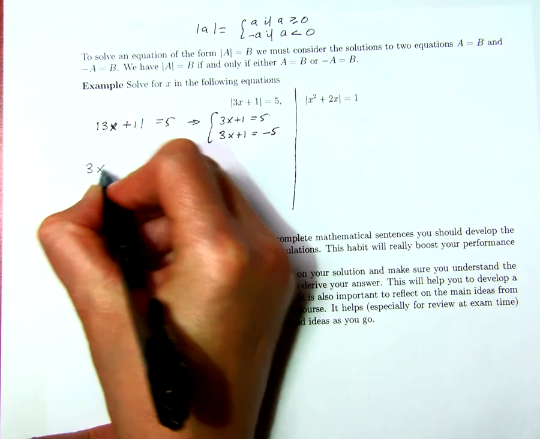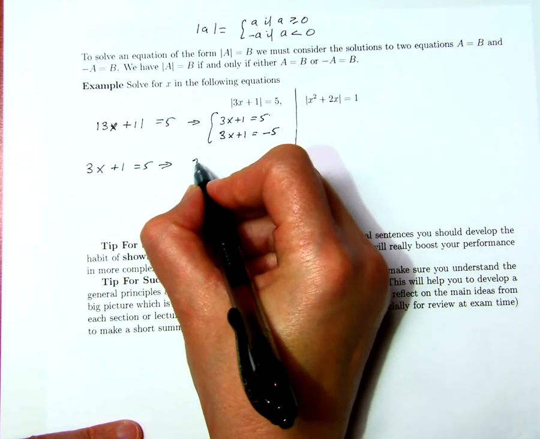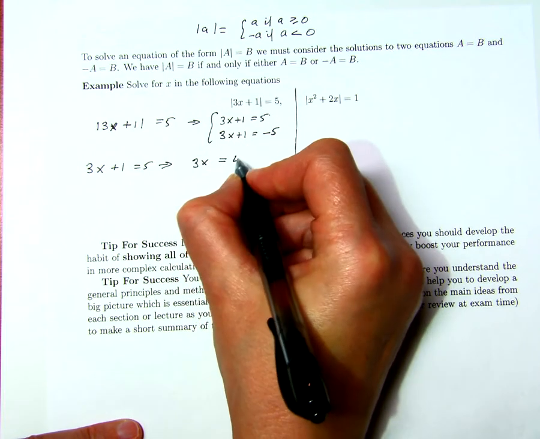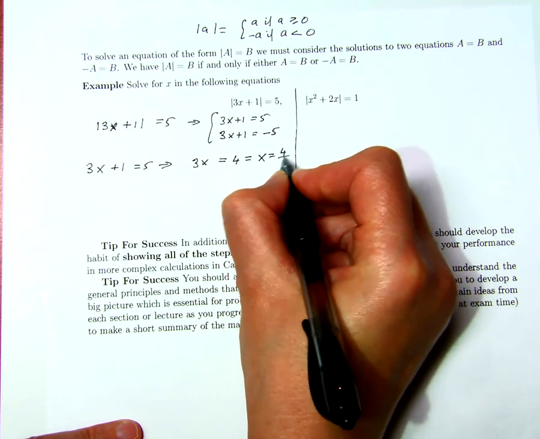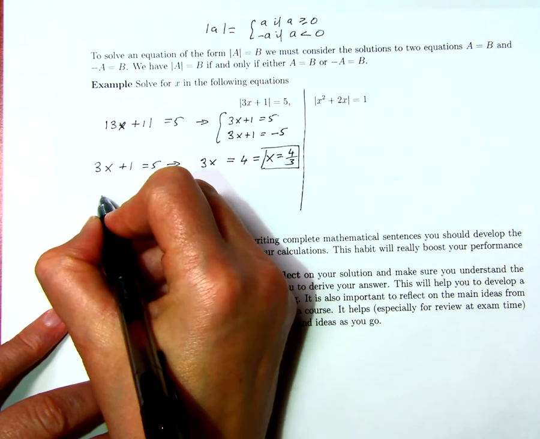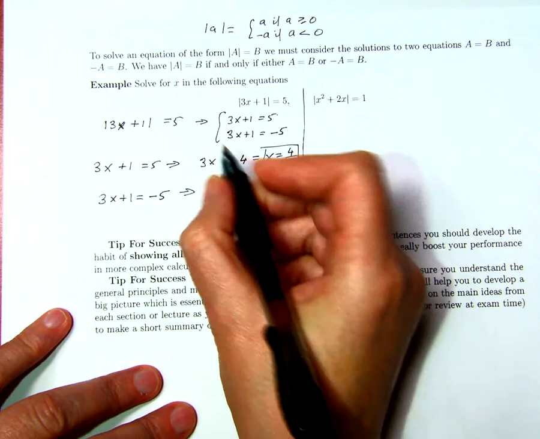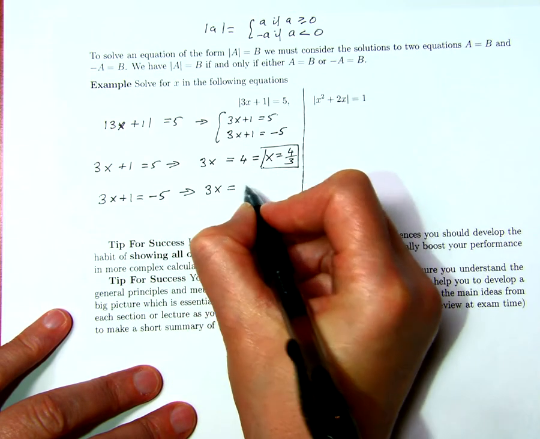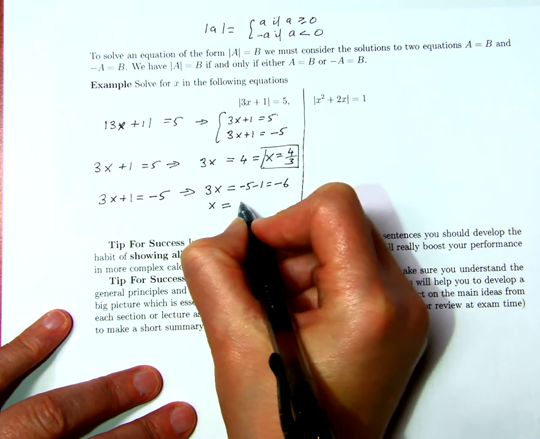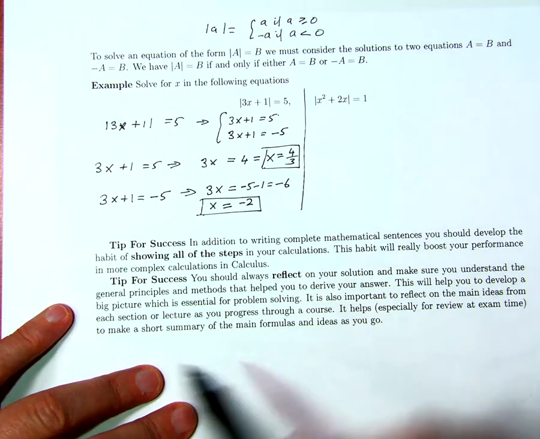Let's start with 3x plus 1 equals 5. This is a linear equation, so it's very easy to solve. I bring the x's to one side and all other numbers to the other, so I get 3x equals 4, or x equals 4 over 3. It gives me a solution to my equation. And the other equation is 3x plus 1 equals negative 5. In solving that, I get 3x equals negative 5 minus 1, which is negative 6, or x equals negative 2. So I have two solutions to this equation.